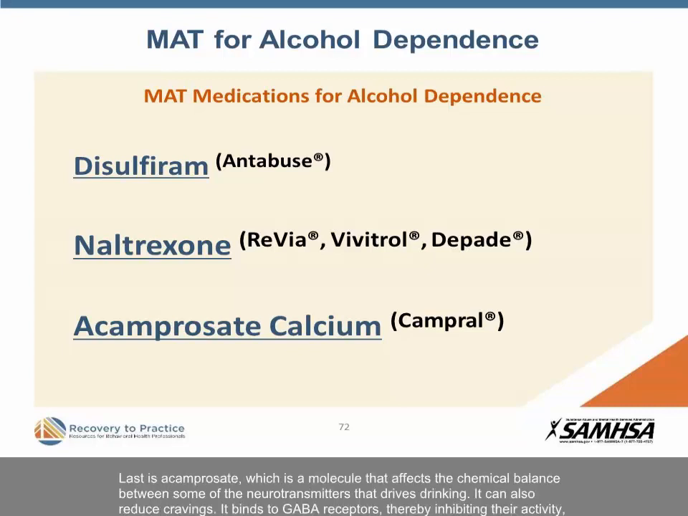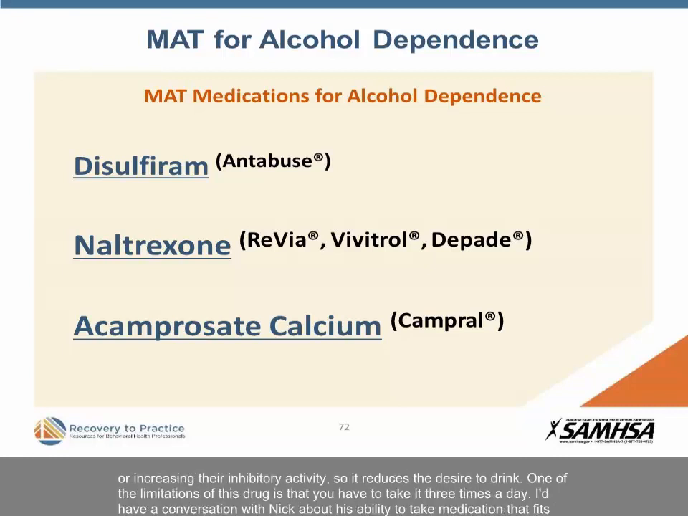Last is acamprosate, which is a molecule that affects the chemical balance between some of the neurotransmitters that are driving drinking, and it also can reduce cravings. It binds to GABA receptors, thereby inhibiting their activity or increasing their inhibitory activity, so it reduces the desire to drink.